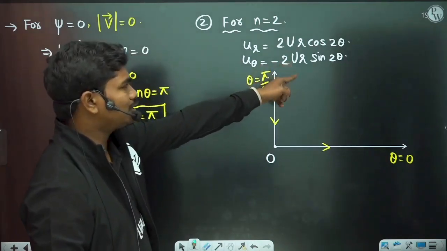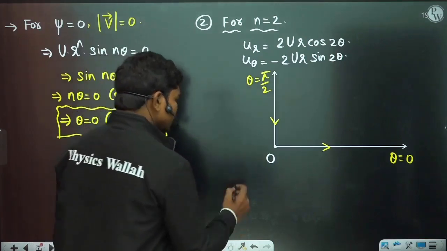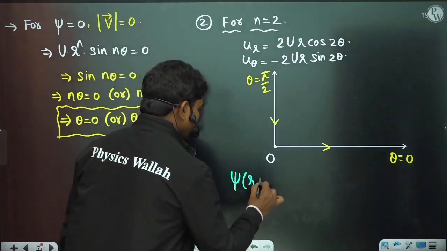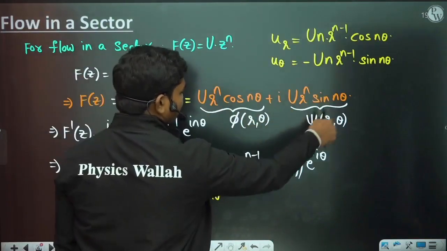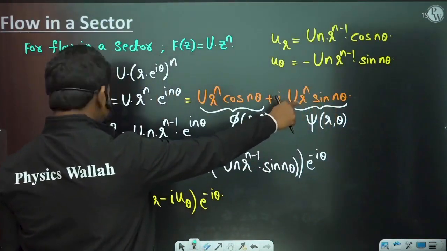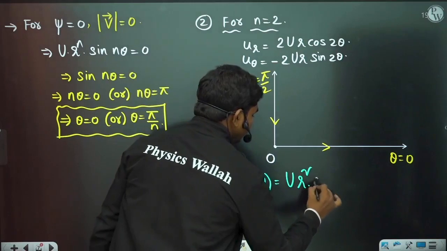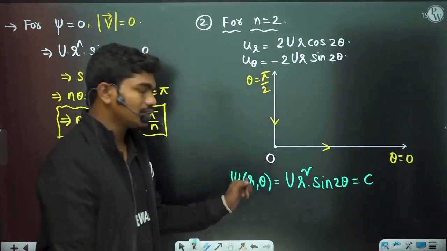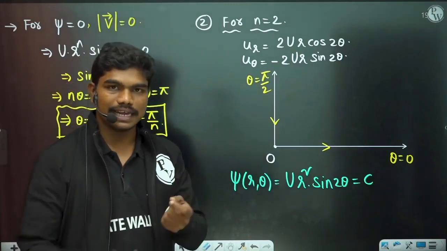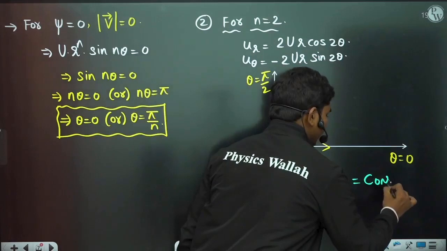sin theta, sin 2 theta is there actually for you. Now if you try to plot the streamlines, psi of r comma theta, when you put n is equal to 2 in this equation, is equal to u r square into sin 2 theta. So this is actually some constant value, yes or no? Because if you want to plot a streamline, then along a streamline psi is some constant value. So let us take this as some constant, for example.